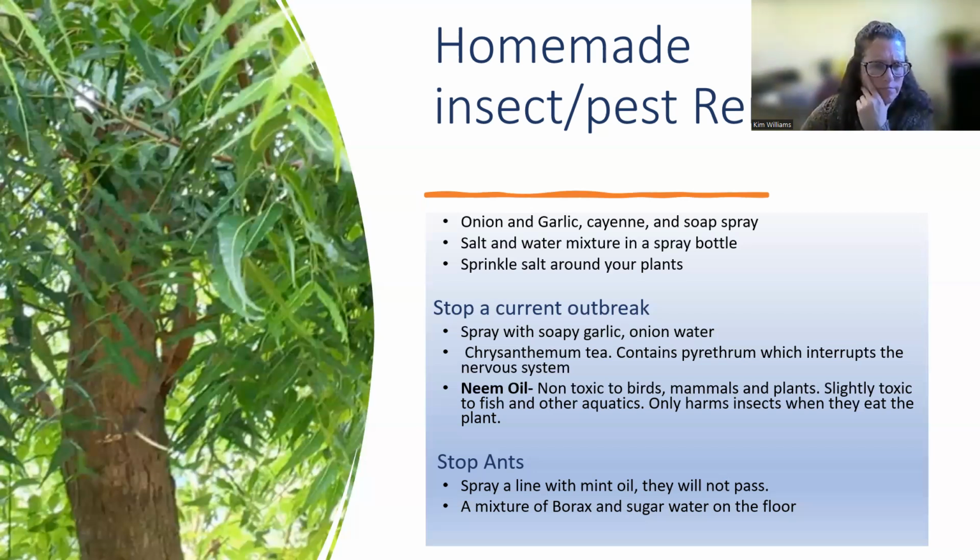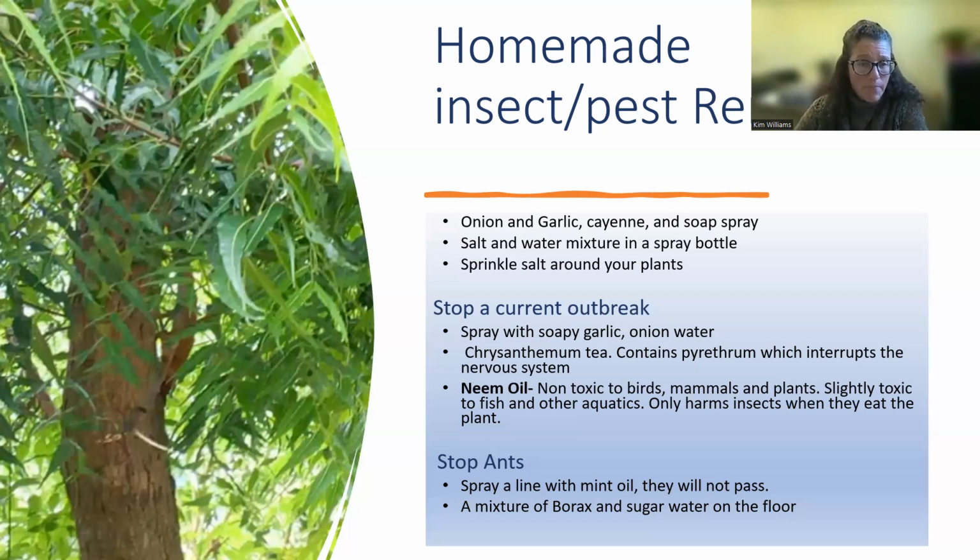Now, neem oil, I left this in here. This is a neem tree. It is an oil that has been used for a lot of insect and pest problems. It is slightly toxic to fish and other aquatics, and it only harms insects when they eat the plant. The thing about neem oil is that it harms good insects and bad insects. So you need to think about how you want to use it if you choose to use neem oil. But it is a naturally occurring tree, the neem tree.